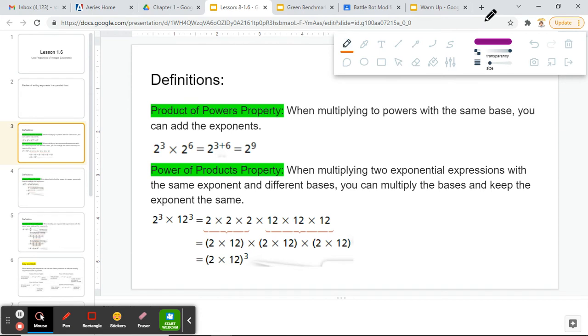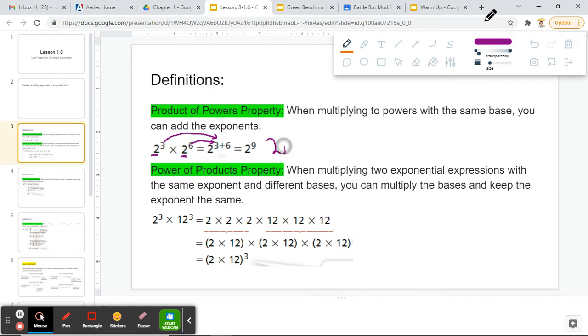So right here in this example, we have two numbers with the same base. The base is 2 for both of them. So what we could do is take the exponents from both of these numbers and add them together. So 2 to the 3rd times 2 to the 6th would be 2 to the 3 plus 6, which is equal to 2 to the 9th, because 3 plus 6 is 9.